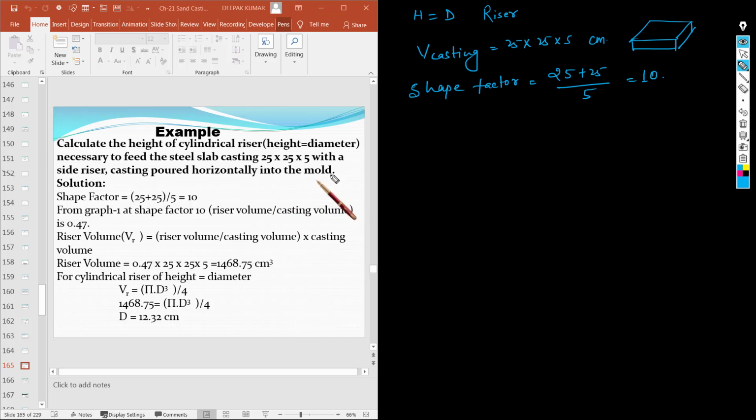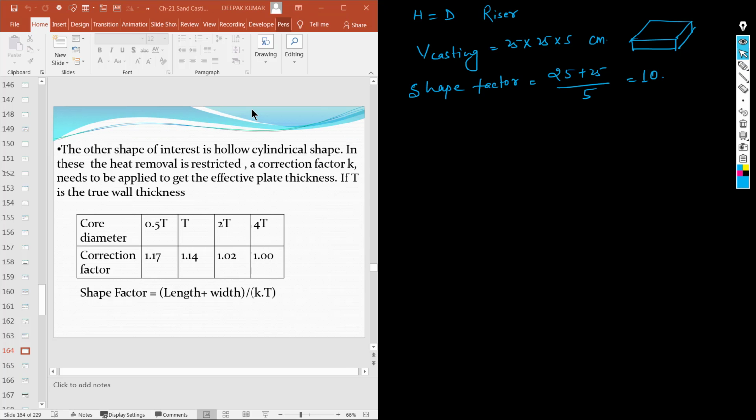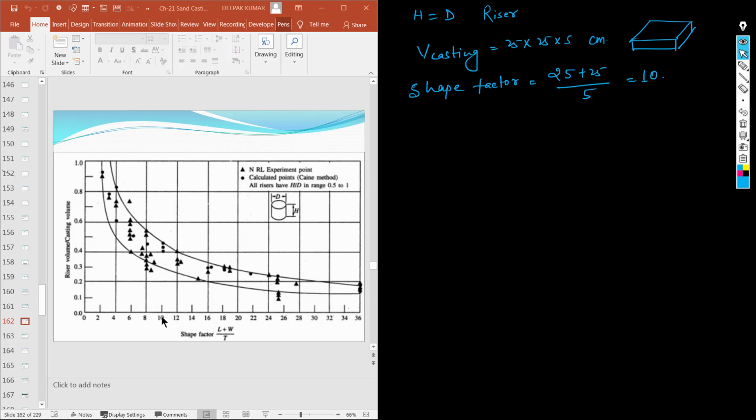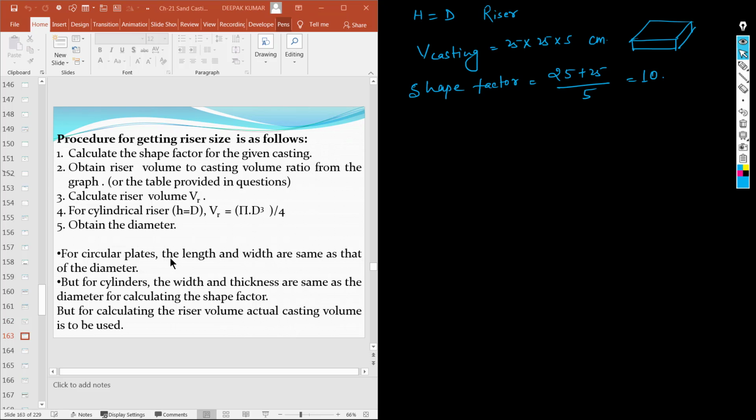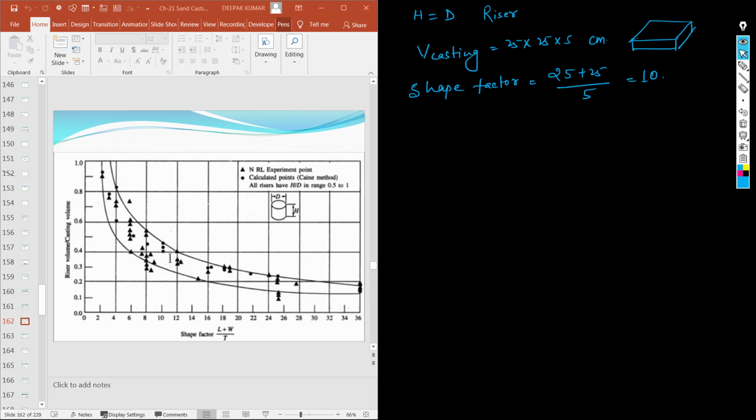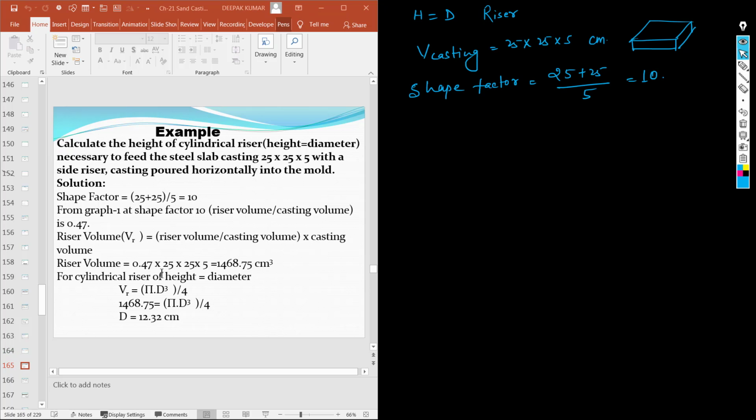Okay, so here it is given from the graph. If you look at the graph itself, where is the 10? We get the value around 0.4, in the range of 0.3 to 0.5, I think. So it is given as 0.47. You need not worry about this one, it will be provided.